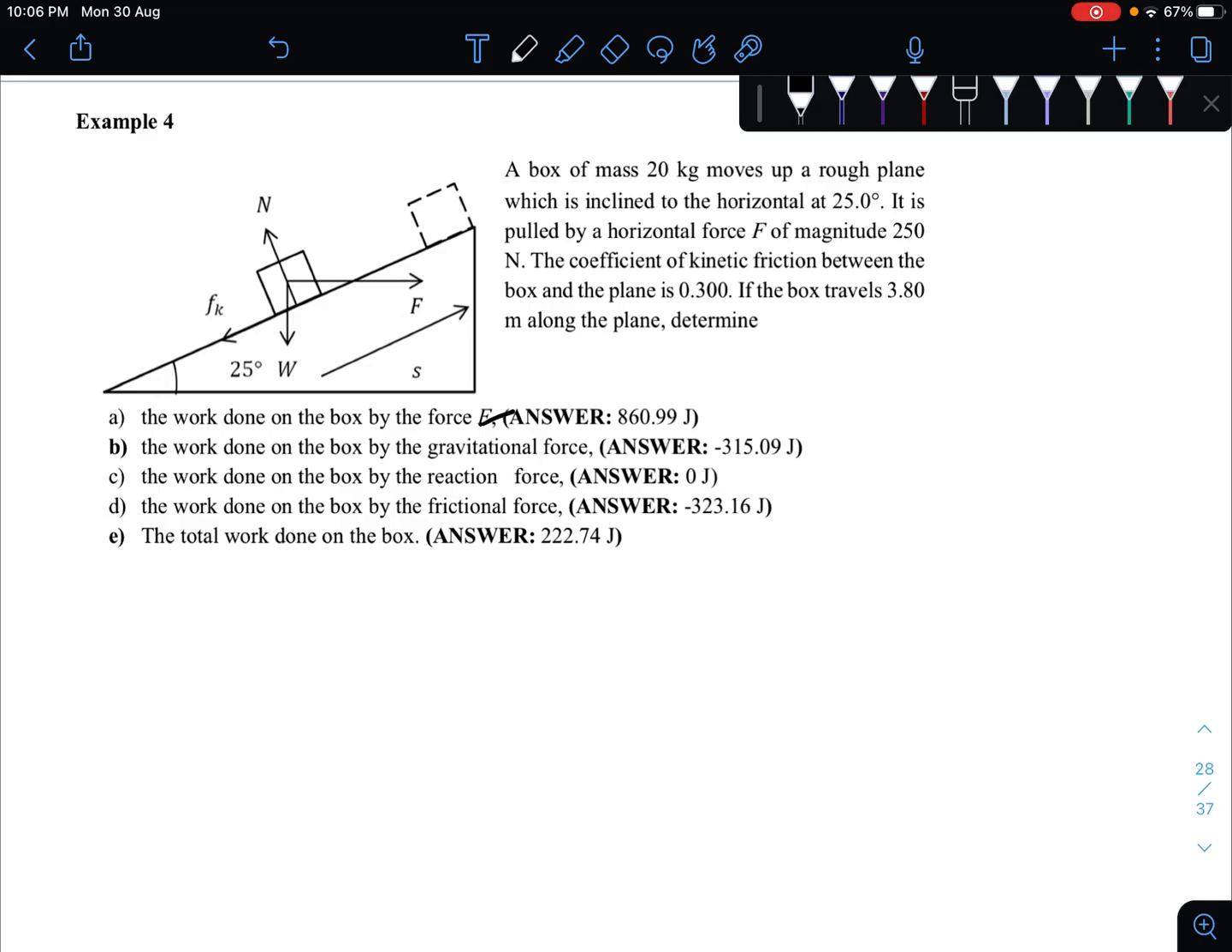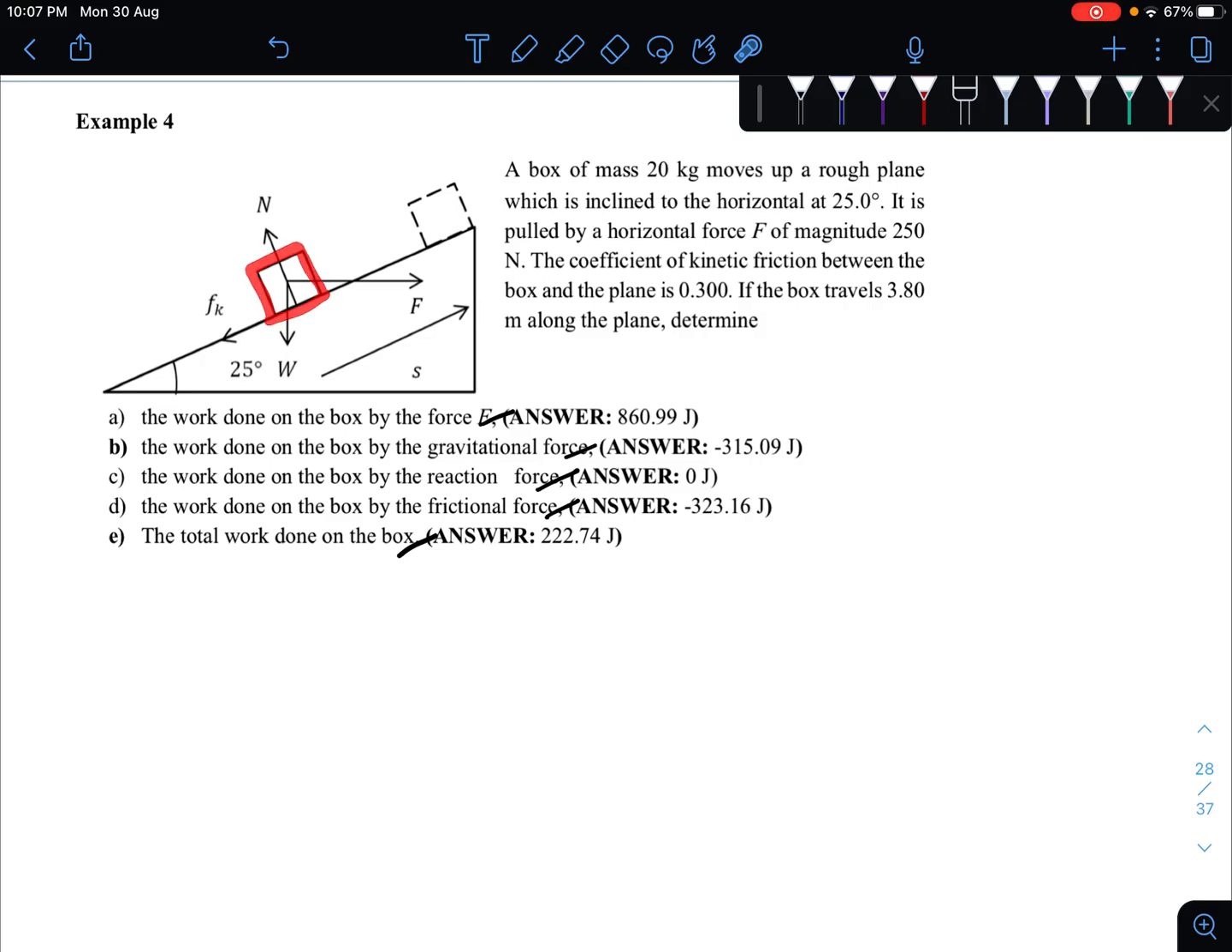There are 5 questions here: to find the work done by the force F, the work done by the gravitational force, the work done by the reaction force, the work done by the frictional force, and also the total work done on the box. Alright, let us first understand the question.